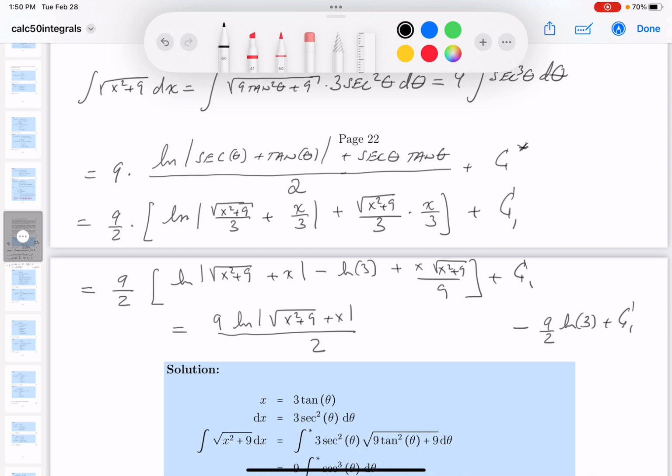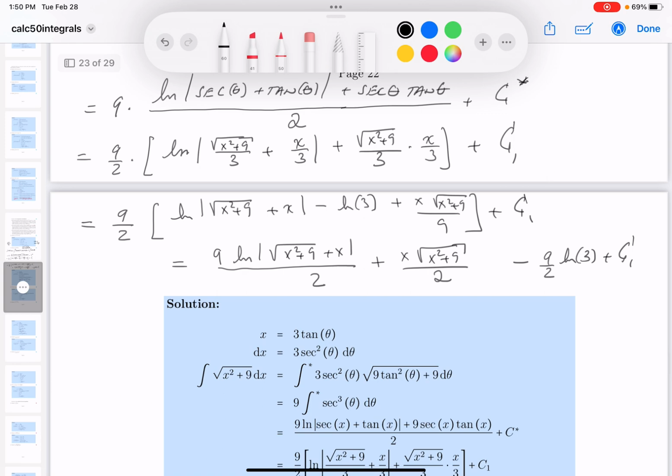All right, so we took care of a couple terms. Let me put the next one down. The next one's going to be plus x, the square root of x squared plus 9. Well, let's see. The 9 is going to cancel, get a 2. And things are starting to shape up pretty nicely, by the way. So I'm going to say this is equal to, there's going to be a 2, there's going to be a 9 there, ln, absolute value, the square root, x squared plus 9, plus x, absolute value, and then you get plus x, the square root, x squared plus 9. They're both over 2, by the way. And this I'm going to call a new constant. I was going to call it C2.